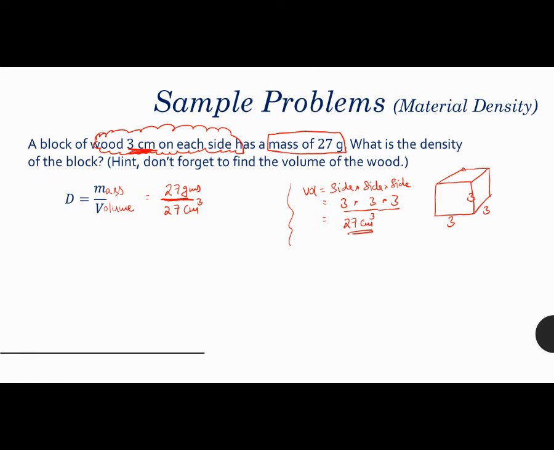I computed this one separately, what the volume is. Therefore, 27 divided by 27. After the cancellation, I get 1 here. So it is 1 gram per centimeter cube. This one represents the density of the block. Okay?